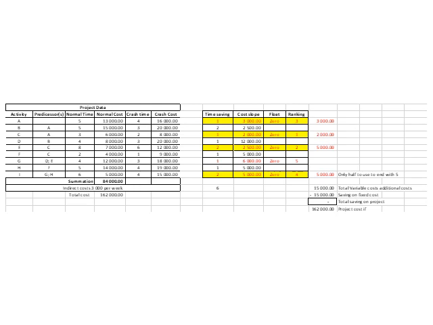So basically what you've got is your crash cost is 16,000 minus your normal cost, so your crash cost over your normal cost will give you your increasing cost divided by your normal time minus your crash time, which is 1. So you have an increase of 3,000 rand here.